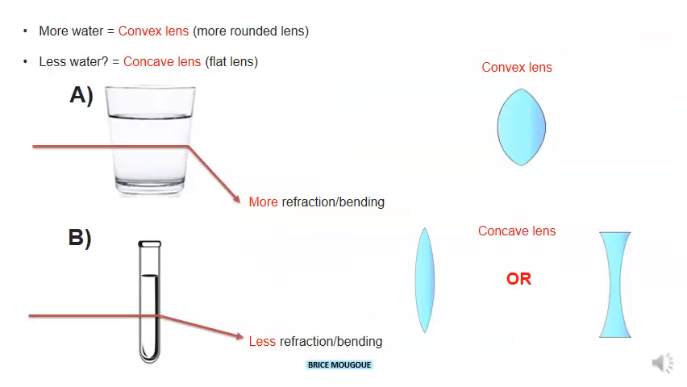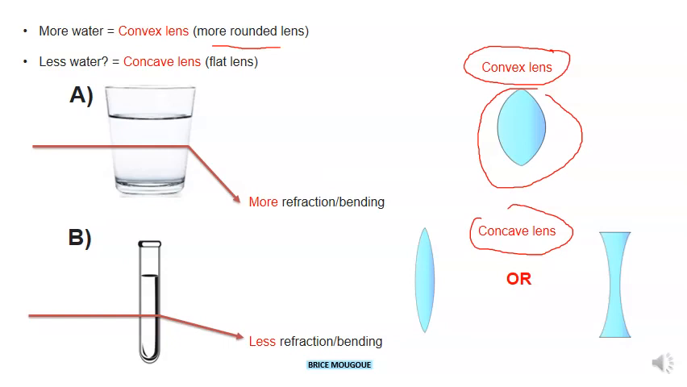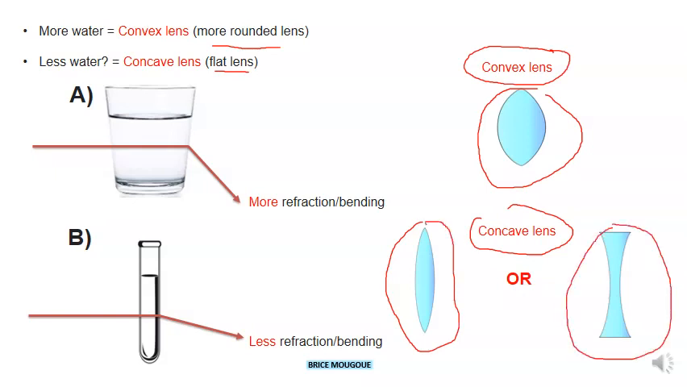We shall then look at two types of lenses. We'll have what we call a convex lens, which is more rounded. You see that. And a concave lens, which is kind of flat. Our concave lens, we can either draw it this way or this way. Let's use this one here. This is the one I'll be using mostly. You'll see that my concave lens here is kind of flattened. It is stretched compared to this one, which is more rounded.